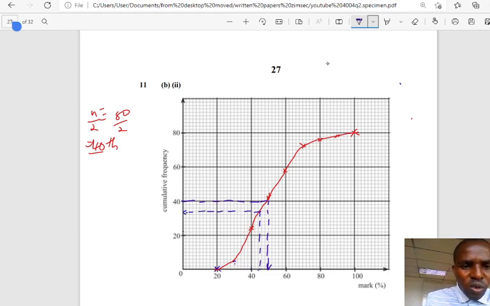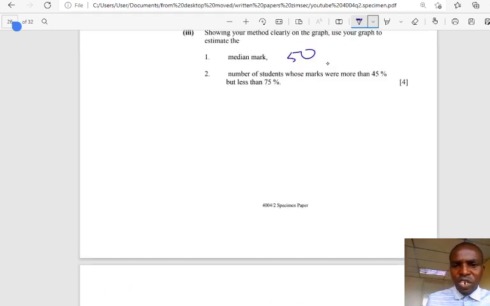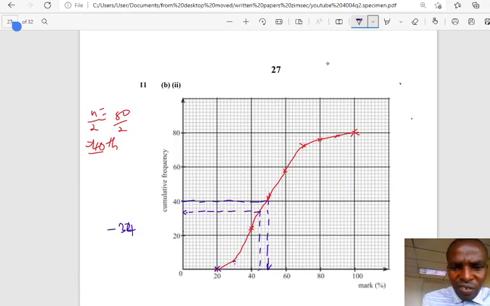So this one is 20, 22, 24, 26, 28, 30, 32, 34. So let's say something minus 34 here. Then it was less than 70, 45 to 75. Then 75. 75 is somewhere 1, 2, 3, 4, 5, 2, 4 here on this part. Right, somewhere here.